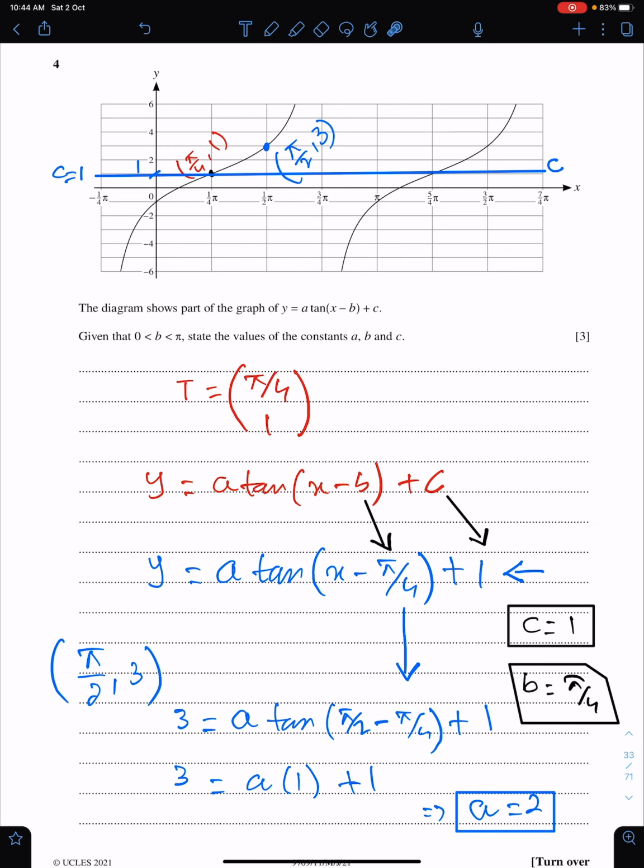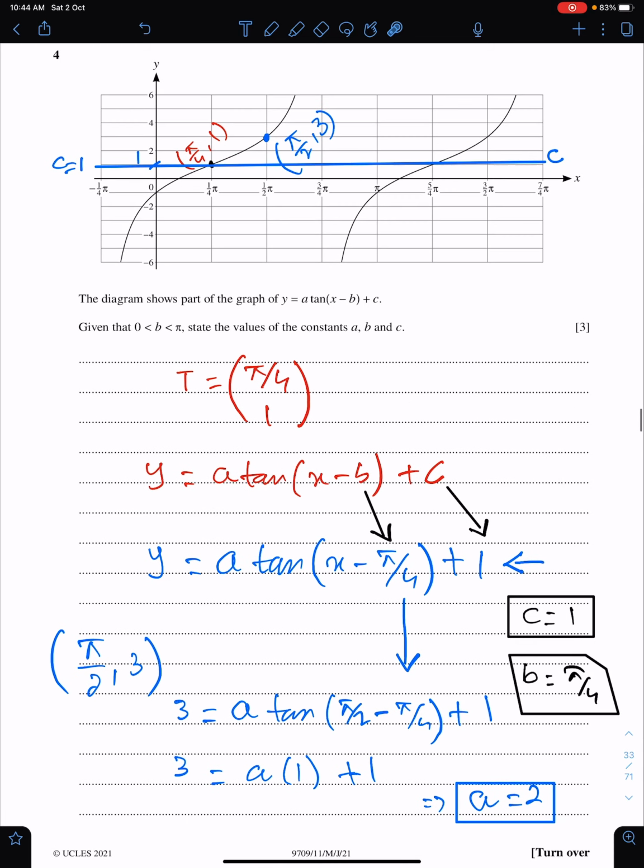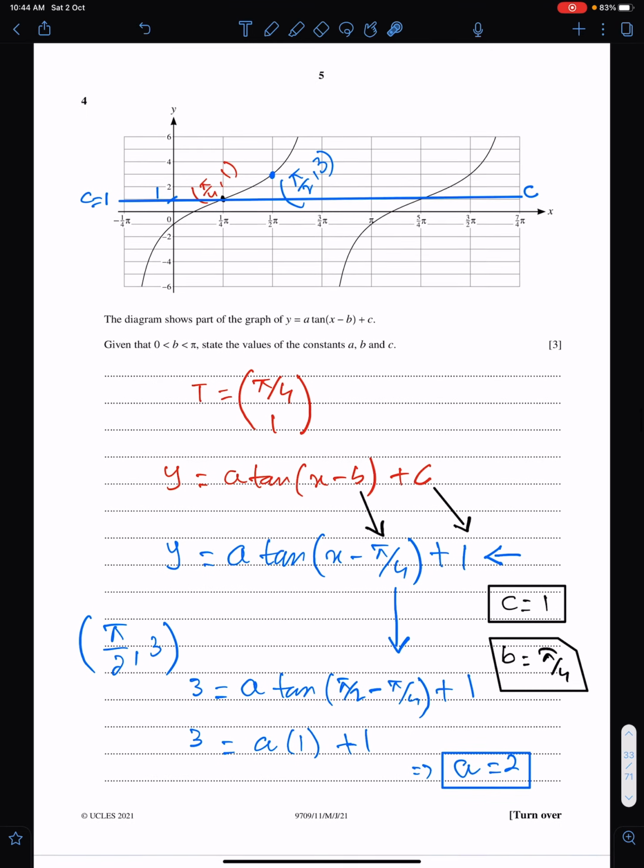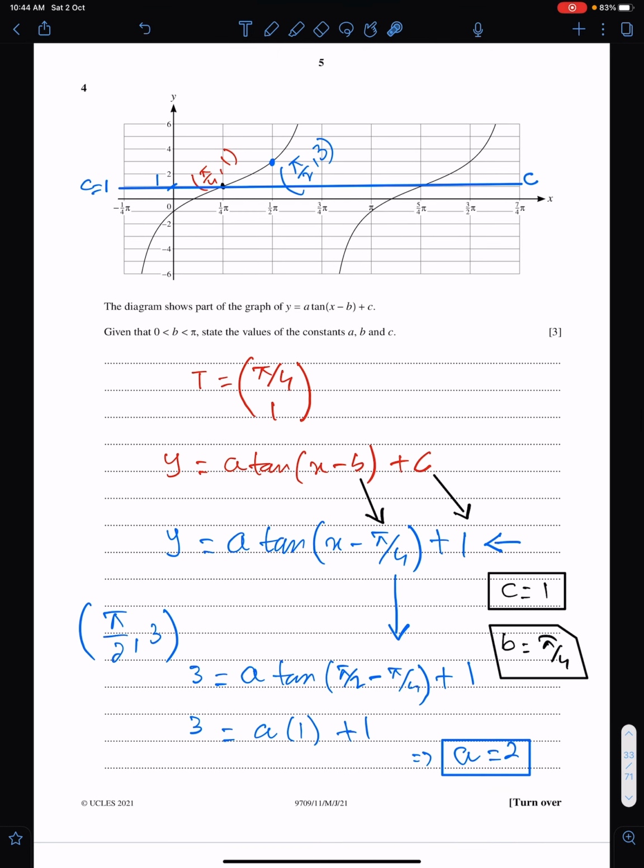I hope this lecture will help you to understand translations and trigonometry sketches.